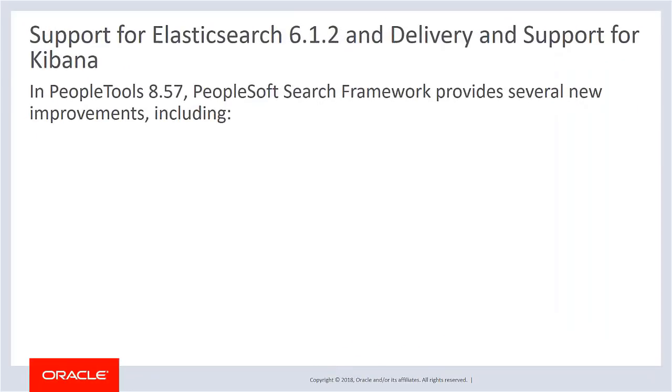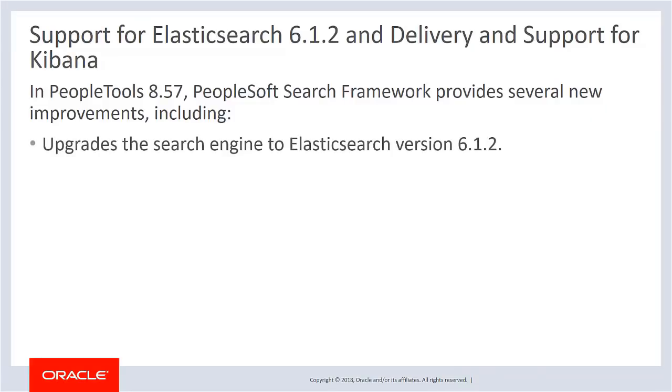In PeopleTools 8.57, PeopleSoft Search Framework provides several new improvements. Search Framework upgrades the search engine to Elasticsearch version 6.1.2. With this upgrade, indices are no longer collated. Each search definition will be an index, and the Ingest Attachment plugin replaces the Mapper Attachment plugin.